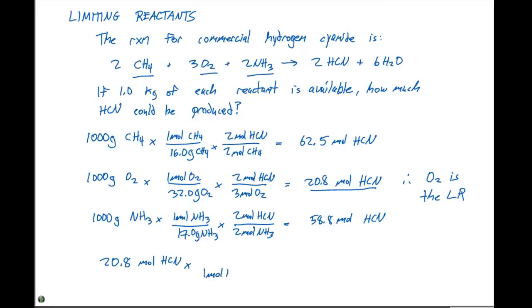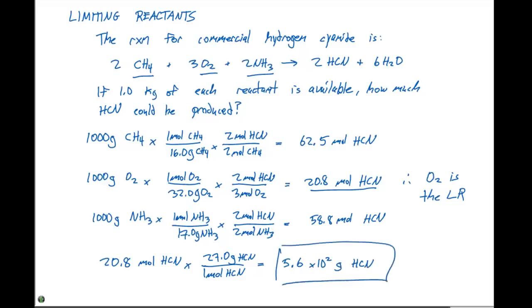From the periodic table, 1 mole of HCN is going to be 27.0 grams. When we do that conversion, we get 5.6 times 10 to the second grams of HCN. And this is the amount of HCN that's going to be produced when we react 1,000 grams of CH4, 1,000 grams of O2, and 1,000 grams of NH3.